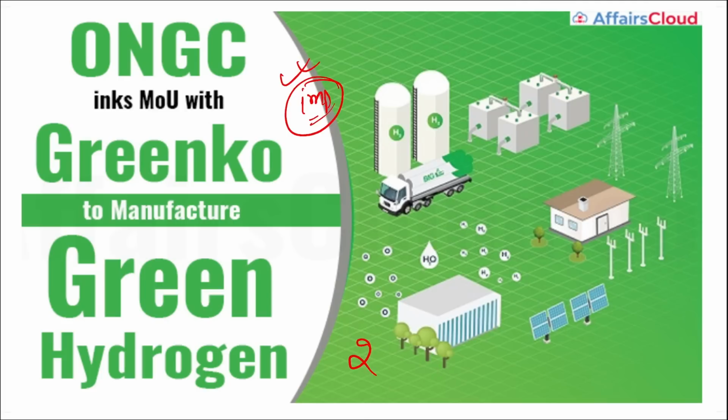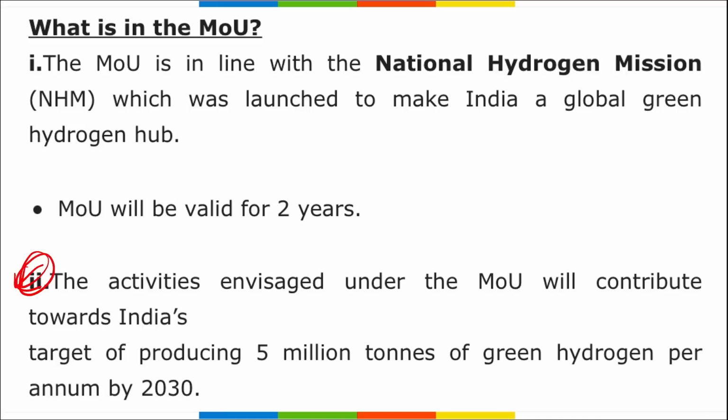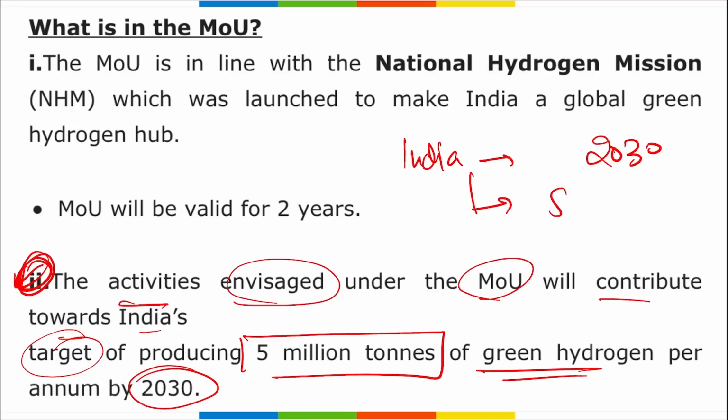This MOU will be valid for how many years? It will be valid for 2 years, and the activities envisaged under this MOU will contribute towards India's target of producing 5 million tons of green hydrogen per annum by 2030. Remember this target. I want you to remember. And we know what is the target of India for 2030. It is to generate 500 gigawatts of renewable energy by 2030.